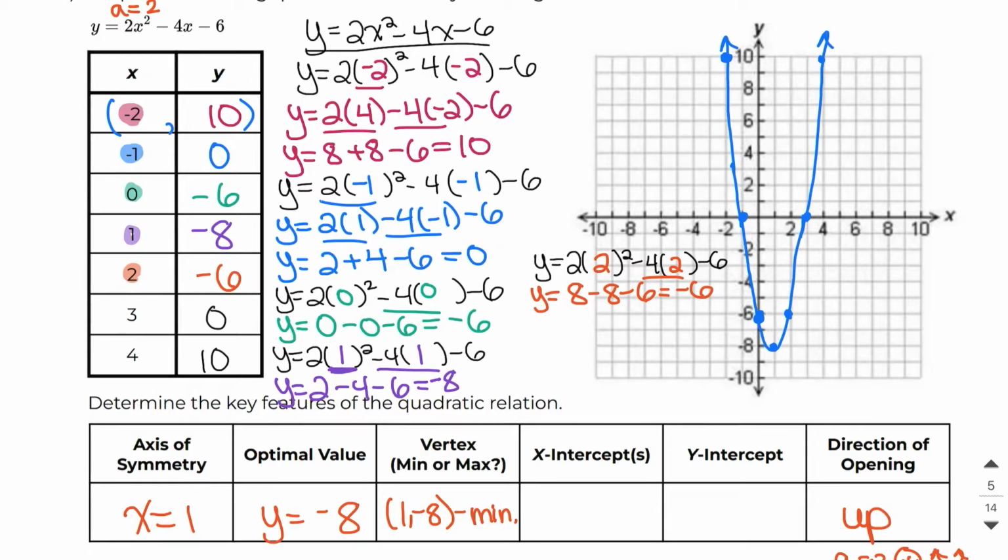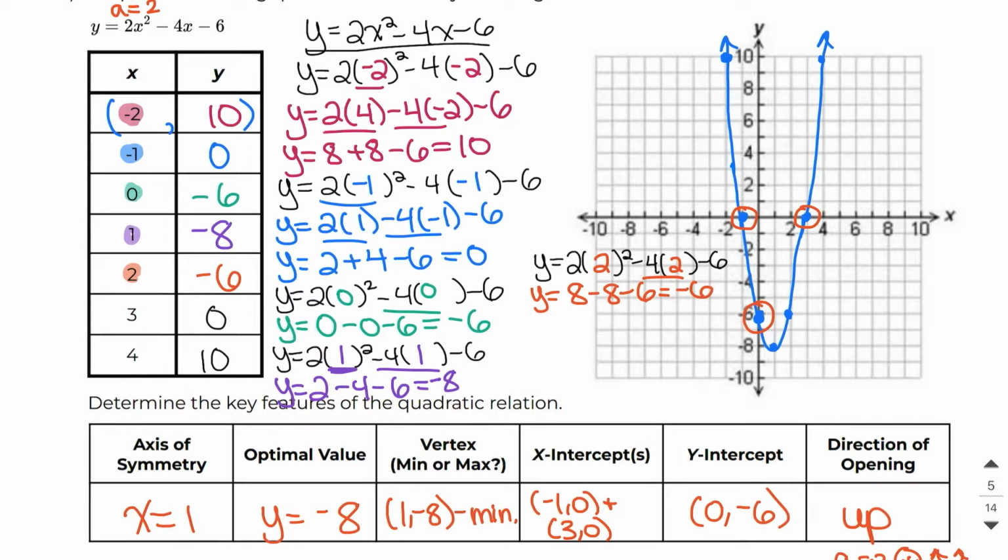Next, we need to find our x-intercepts if there are any. And we actually have 2 x-intercepts. And because this says x-intercepts, we have to write them out as coordinates. So my first x-intercept occurs at -1, but I have to write it as (-1, 0). And then my second x-intercept occurs at +3, so it's (3, 0). Okay, and then lastly, we have our y-intercept, which occurs at -6. So our y-intercept is (0, -6).